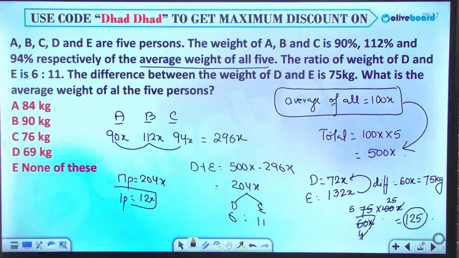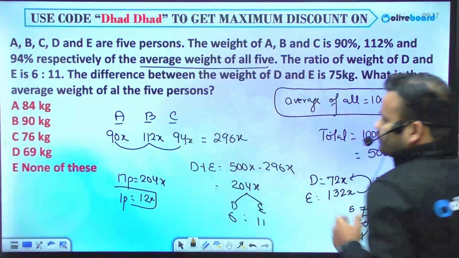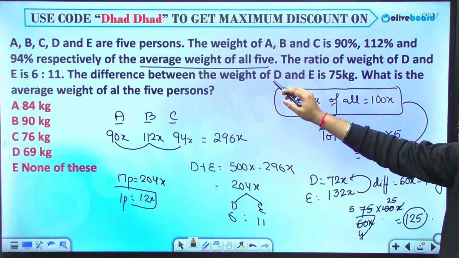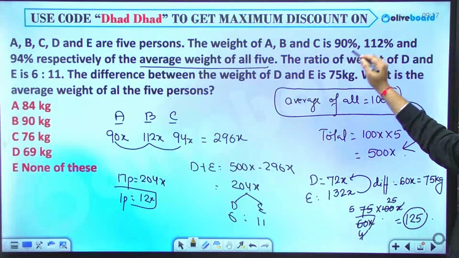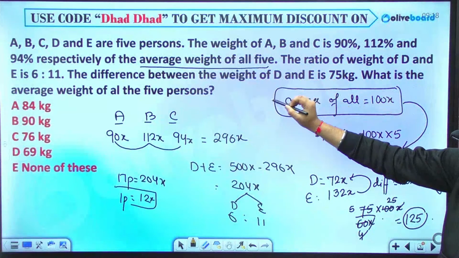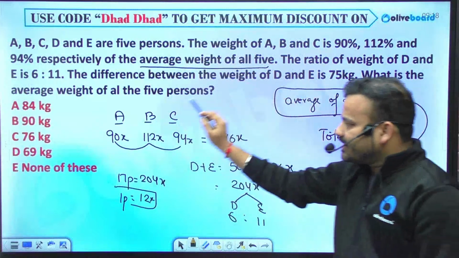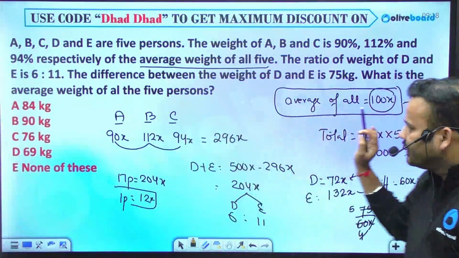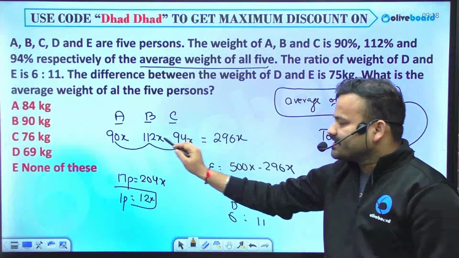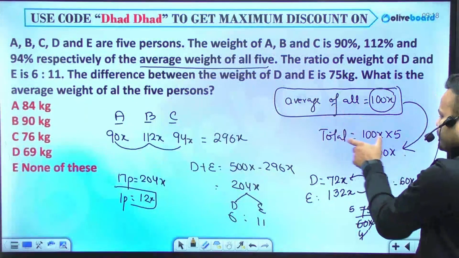How is 255 coming? Look, A, B, C, D and E are the 5. The average of A, B, C is 90%, 94% of the respective average of all five. So the average of all five, let us take as 100x. 90% of this is 90x, this is 112x and this is 94x. So that total is 296x, and the total of all the 5 is 500x.